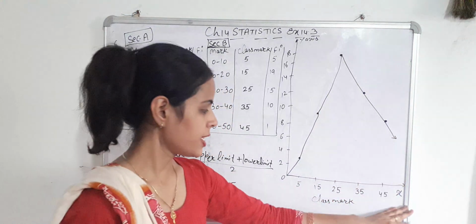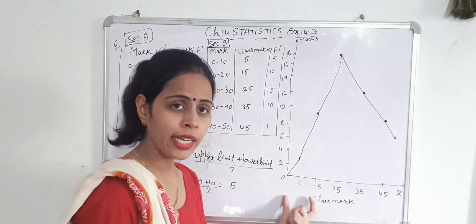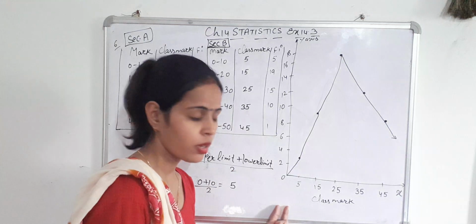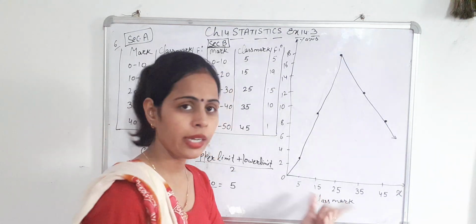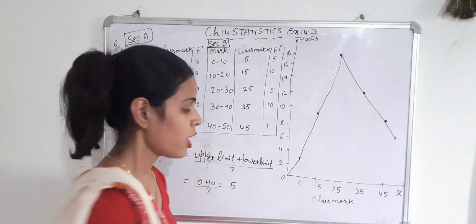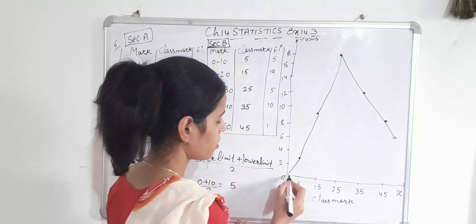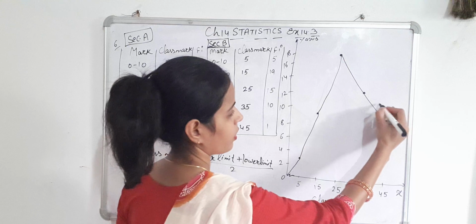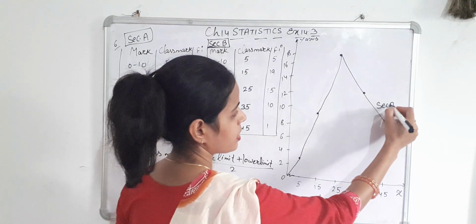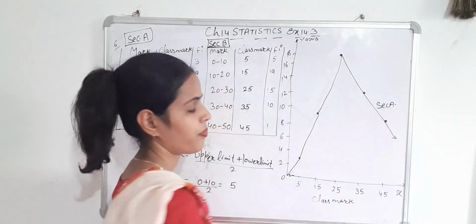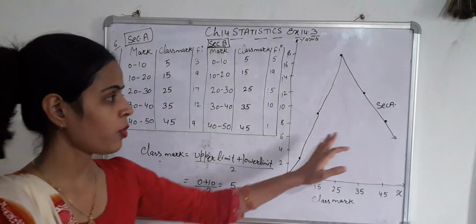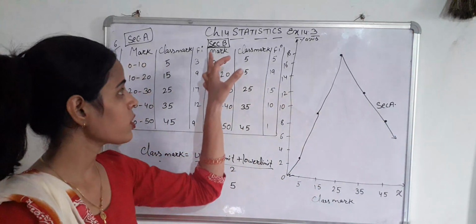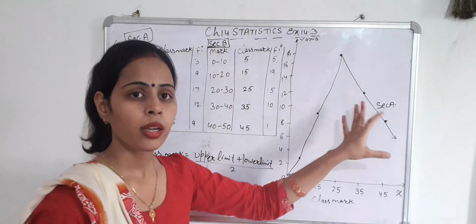Here on the x-axis you can see clearly 0 to 5, 5 to 15, 10. The difference is not the same. So make the sign of zigzag. This is the frequency polygon for section A. Now draw the frequency polygon for section B on the same graph.